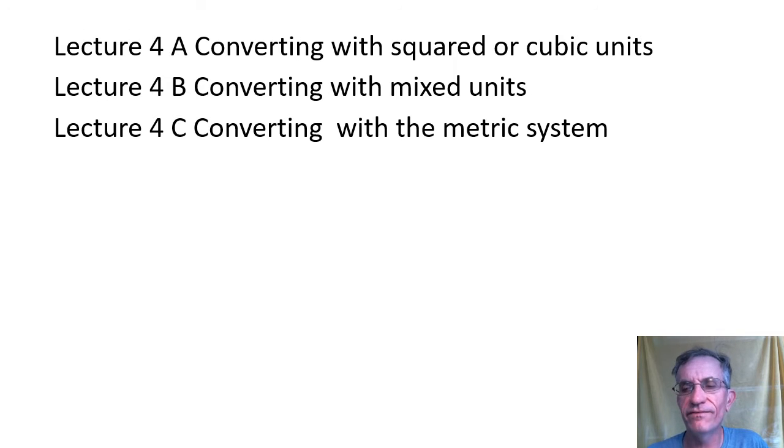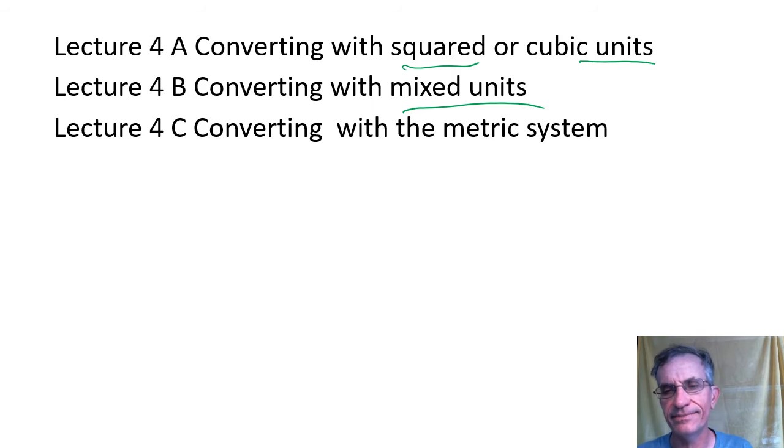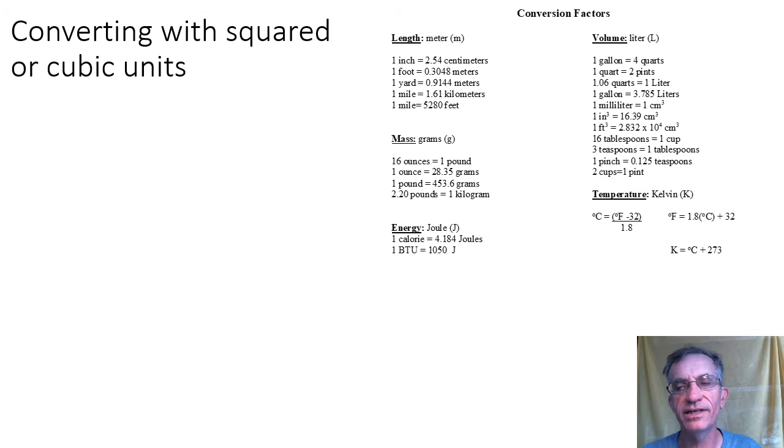So it'll be converting with different kinds of problems, maybe slightly more challenging than we saw in our third lecture. This one, I'm going to break up into three parts. The first part will be converting with squared or cubic units. Then we're going to talk about converting with what I'm going to call mixed units. What does that mean? You're going to hear in part B. And then we'll talk about converting with the metric system, centimeters to meters, milliliters to liters, that kind of stuff. So with that, let's get into converting with squared or cubic units.